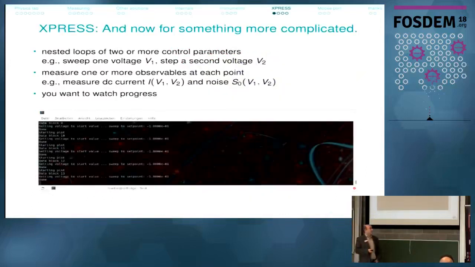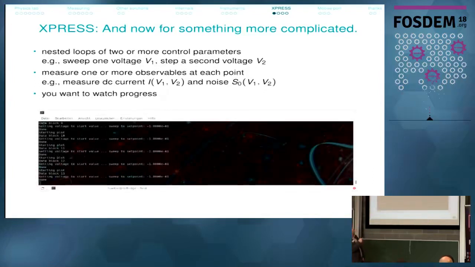And now for something more complicated. Now we want to do something like a real physics lab measurement. Let's get back to the simple circuit that we had at the beginning. We apply 2 voltages. We measure 1 current. We could also measure more things. So let's generalize this a little bit.